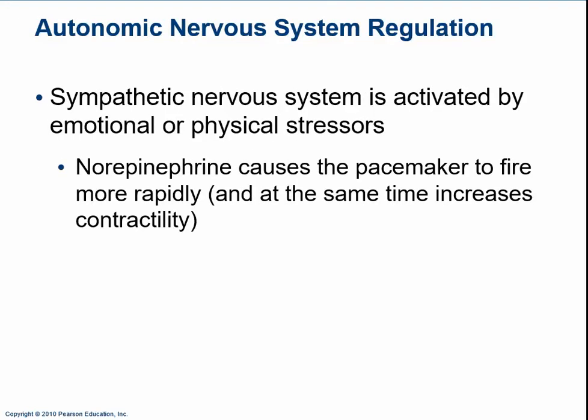So there's a nervous system regulation. Sympathetics increase the heart rate. Norepinephrine causes the pacemakers to fire more rapidly, increasing contractility and heart rate. So sympathetics increase the rate and the contractility. So it increases the rate and the stroke volume, so it dramatically increases cardiac output.